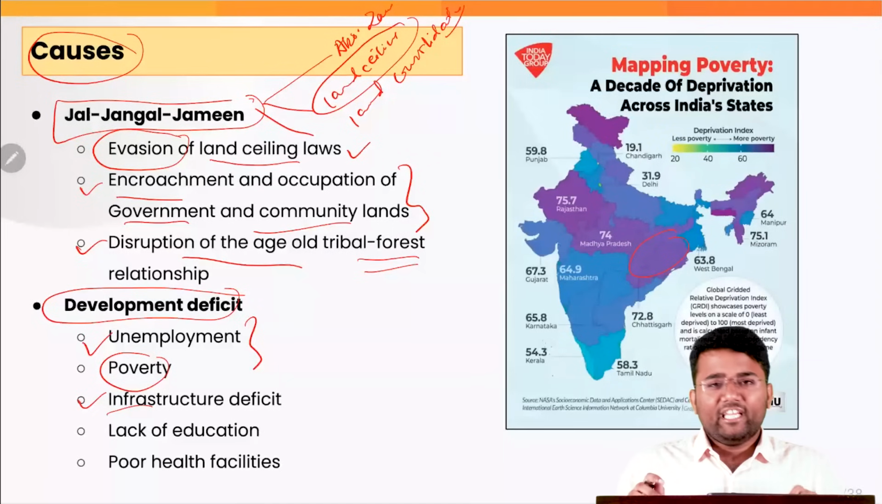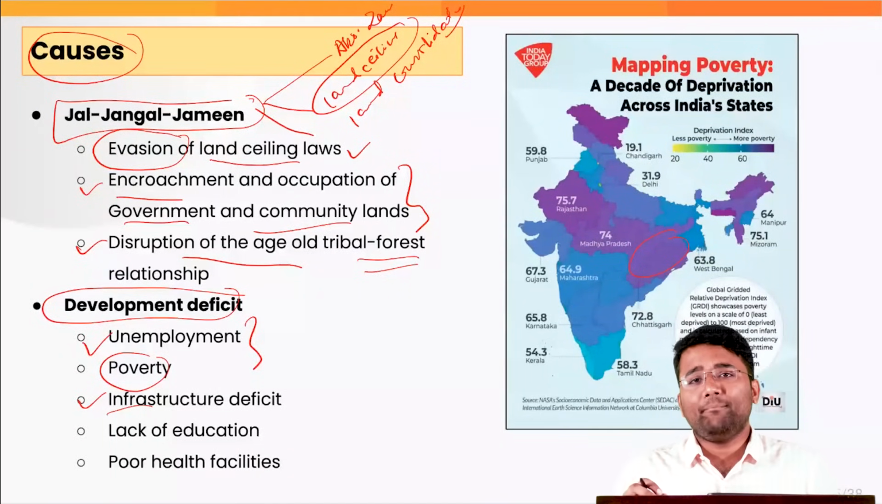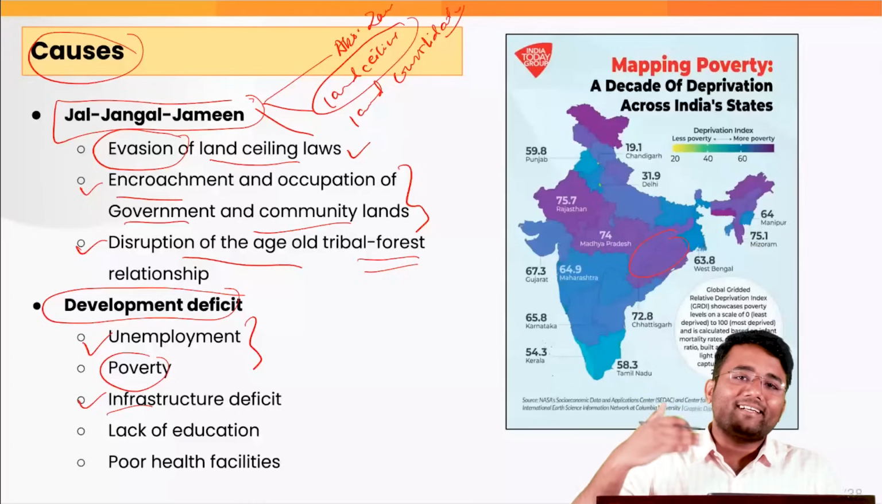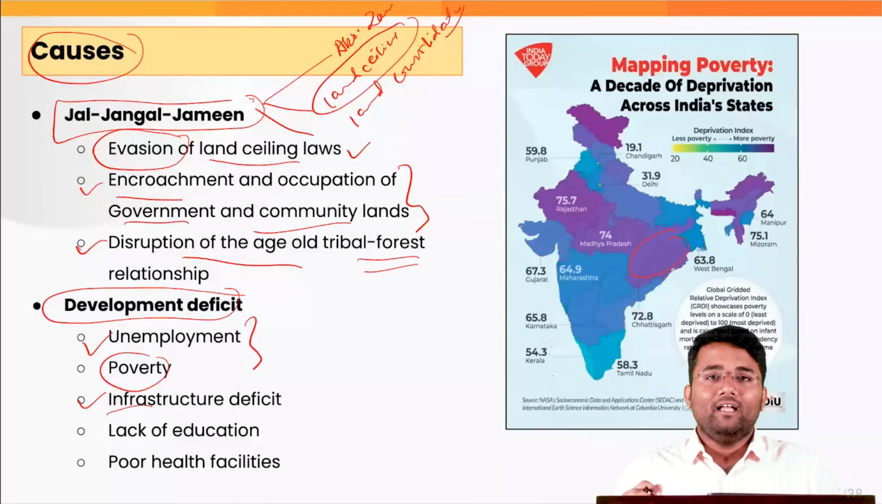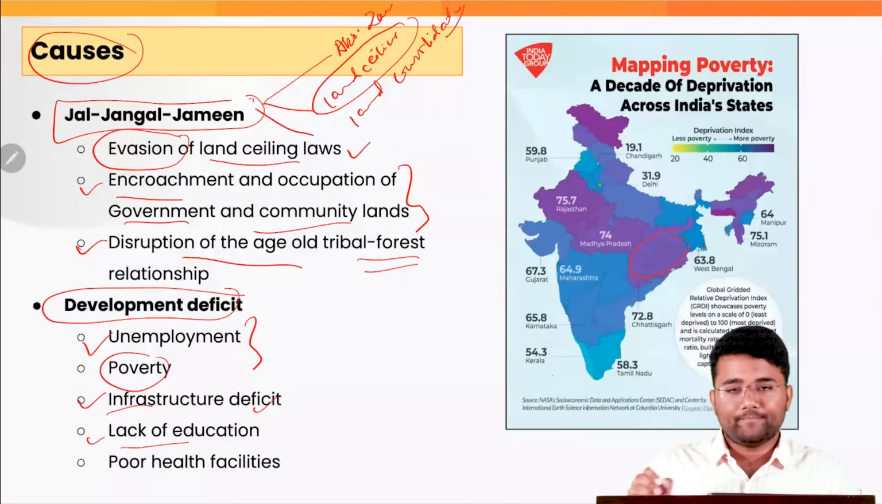Other issues like infrastructure deficit. Even after independence, for many years, basic resources did not reach these people, for example roads, railways, etc. So they were not connected with the rest of India. That was also one of the important reasons. Then the lack of education.